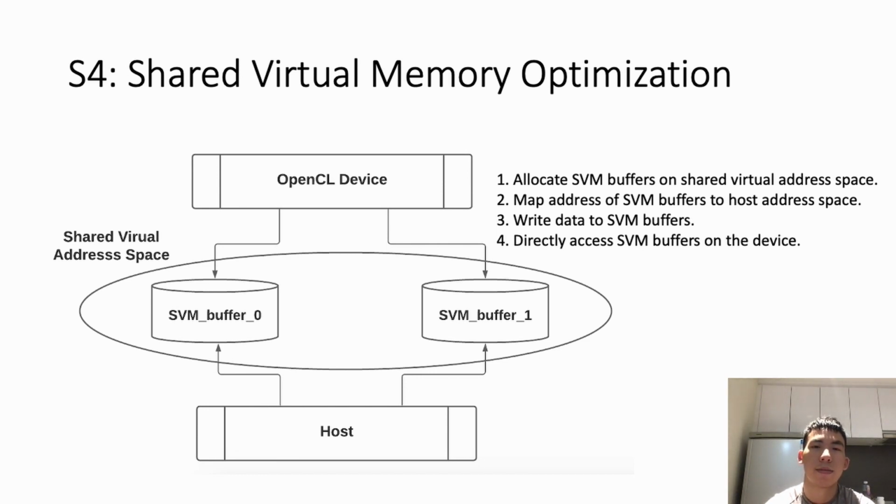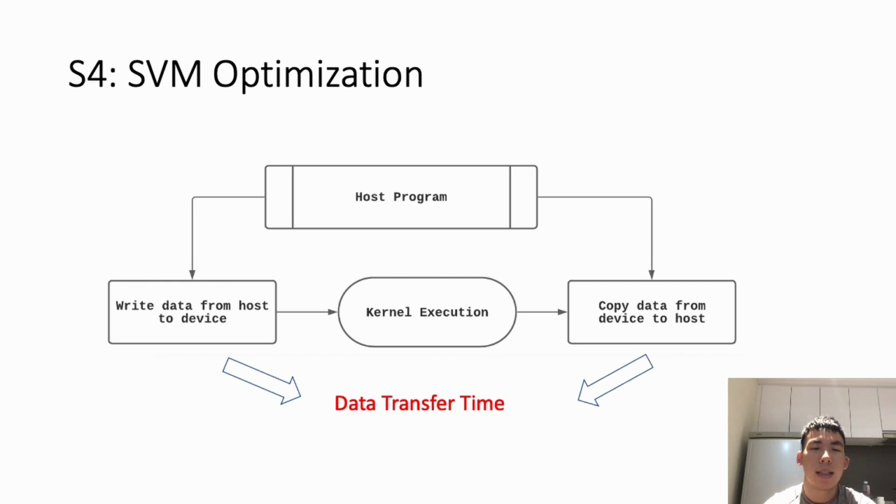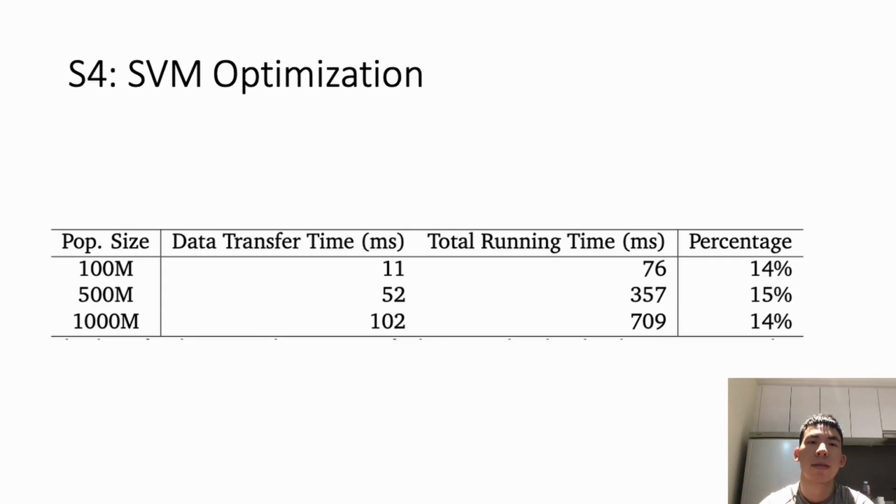In this way, we could directly write data to SVM buffers on the host program and then access them on the device. If we divide the whole execution flow into those four parts, and we call the writing of data from host to device and from device to host the data transfer time, we could see that it takes almost around 15% of the total running time. Thus, with the SVM optimization, it could be estimated that we could save most of the data transfer time.